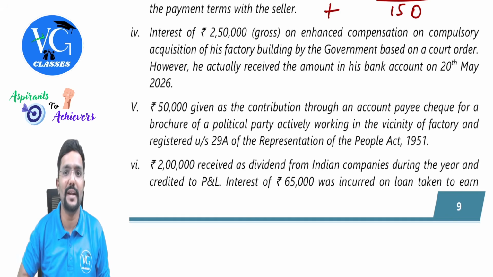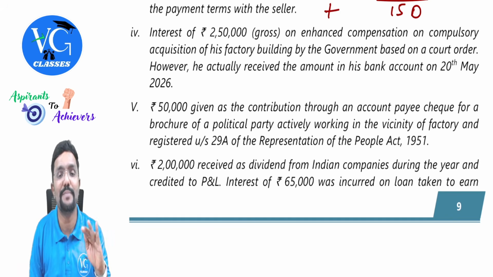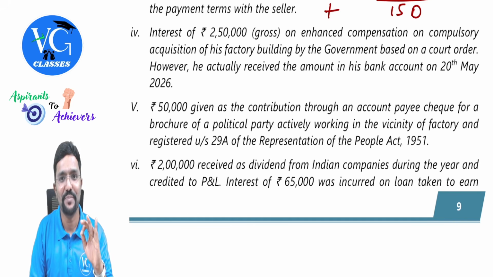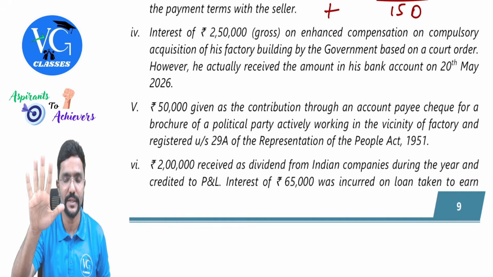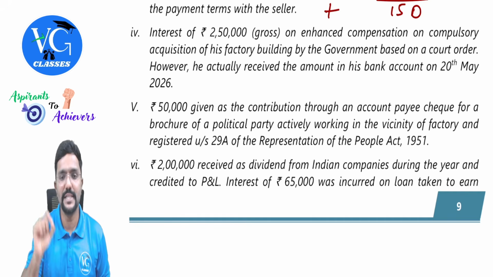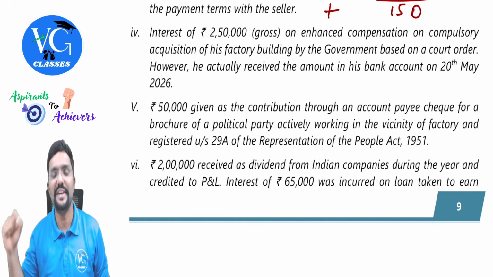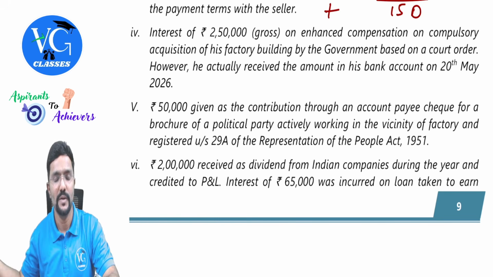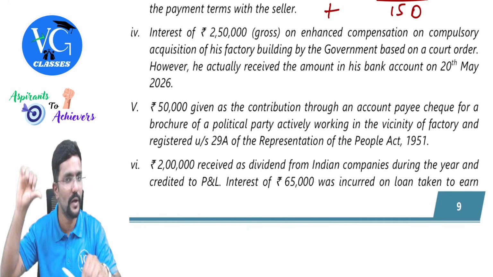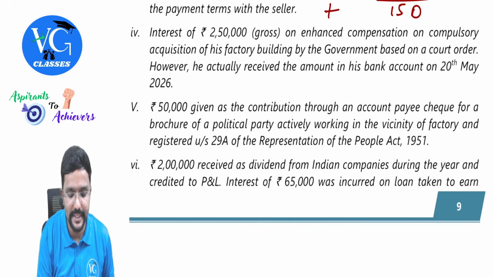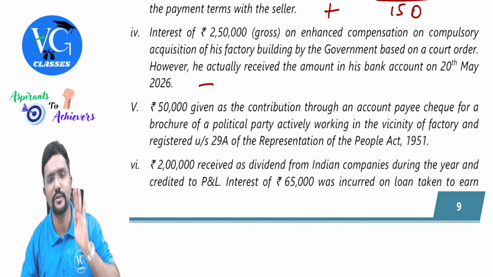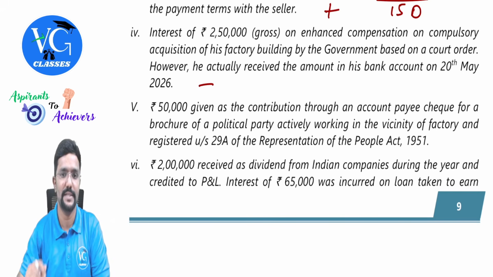Sir, assessee is following mercantile basis or accrual basis, doesn't matter. Interest on compensation or enhanced compensation will be taxable on receipt basis under the head income from other sources. And there is also a flat deduction of 50%. But in this case, it is received on 20th May 2026, that is next financial year. So in the current financial year, is it taxable? No, sir. It is not taxable. So what should we do with this? Deduct it. Already it is credited, so profit has gone up, so deduct it, guys.